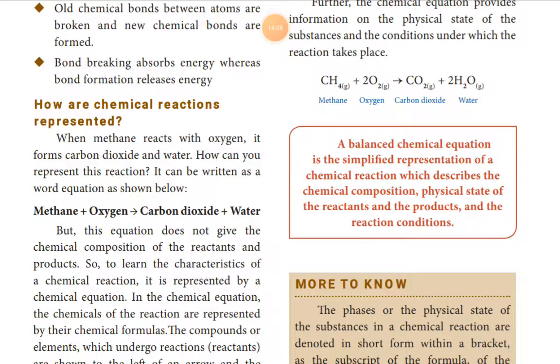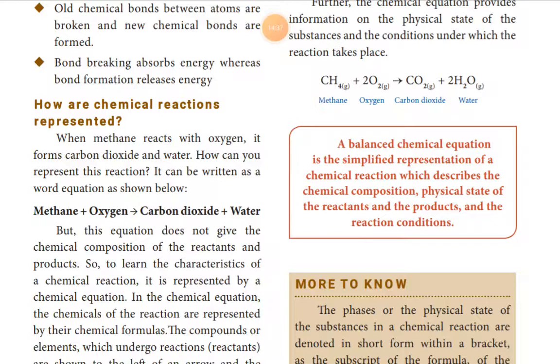So when methane reacts with the oxygen, it forms carbon dioxide and water. How can you represent this reaction? It can be written as a word equation as shown below. Normally we use this type of word equation, simply writing the names of the reactants and using the arrow mark, writing the products.